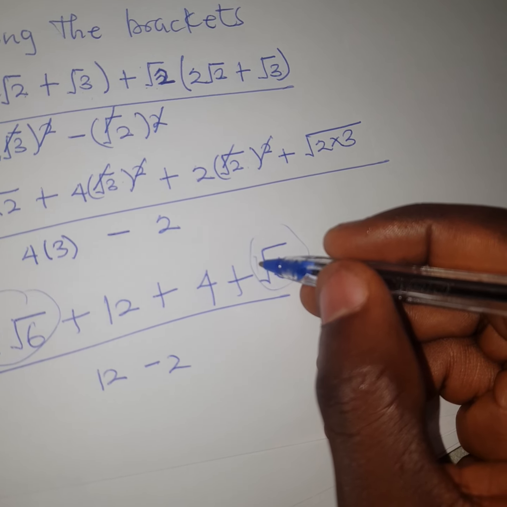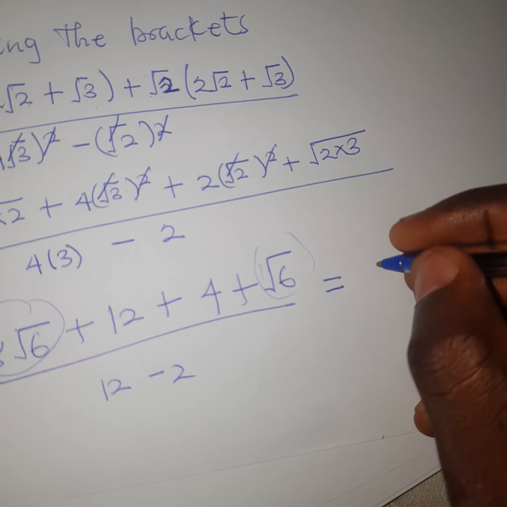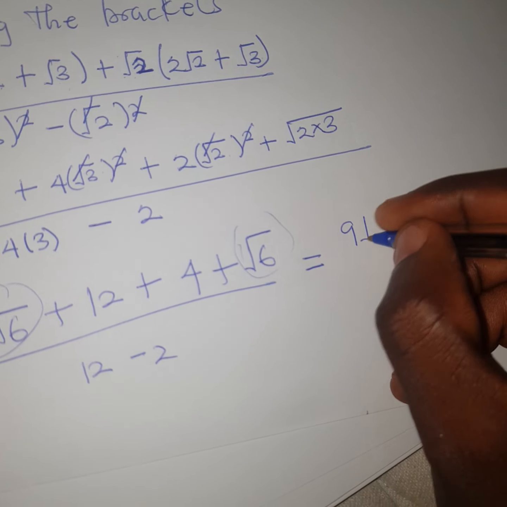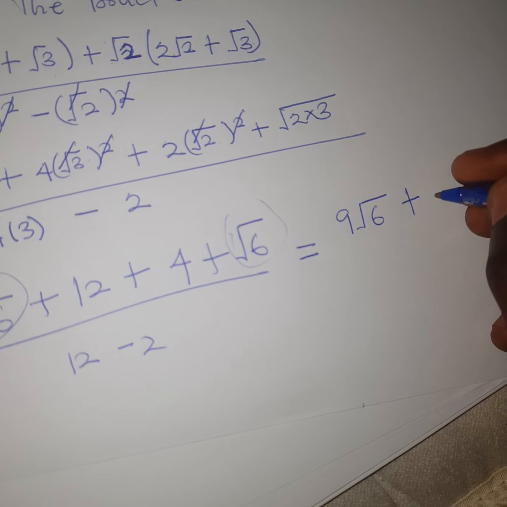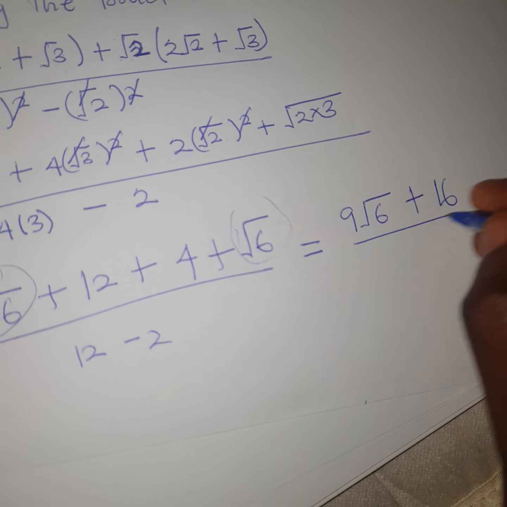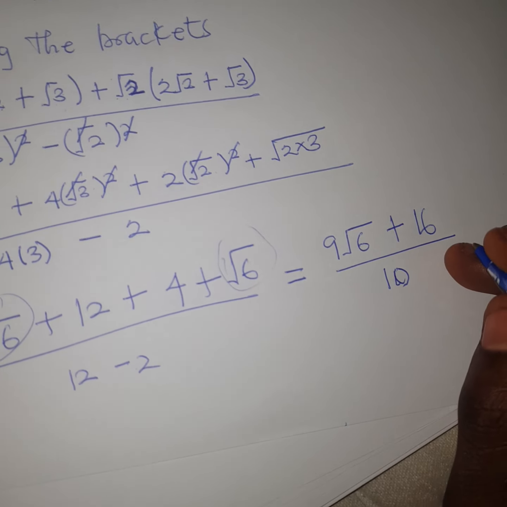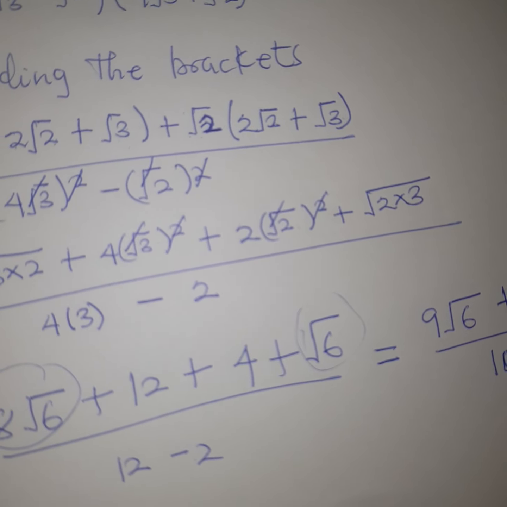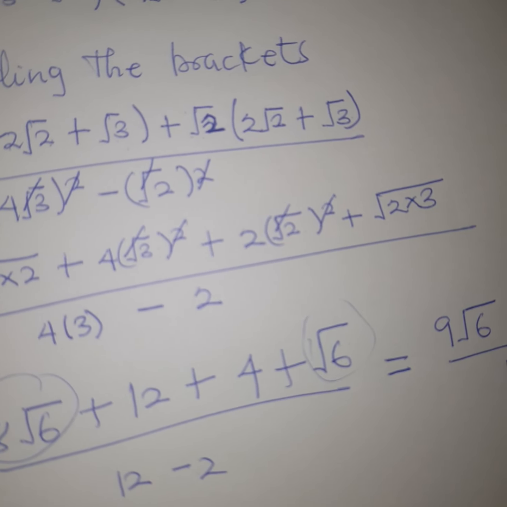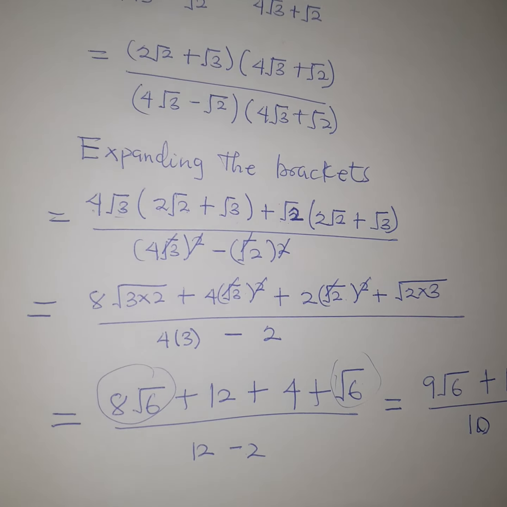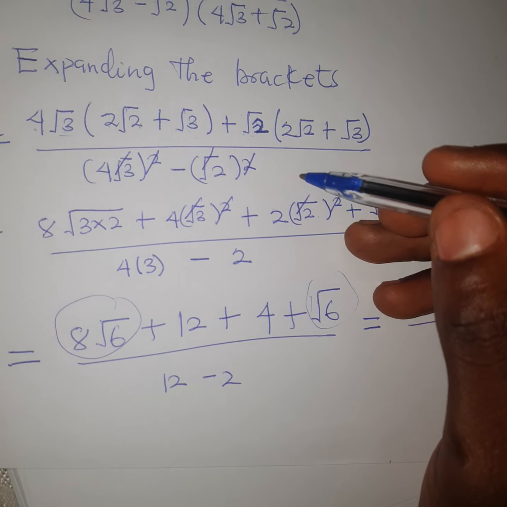We've looked at addition and subtraction of surds. Because this and this are the same, you add them, so you get what? You're going to get 9 root 6, then plus what? 16 all over this will be what? 10. Now this is the answer we have gotten to. So far this is what we have gotten, but I realized we made a mistake somewhere.